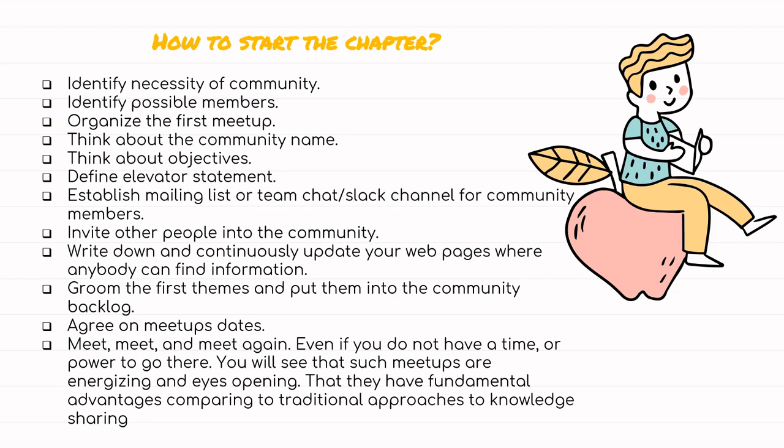Groom the first themes and put them into the community backlog. Yeah, all of you can come and jot down all your pain points, and based on the 3 dot voting technique or any technique, you can prioritize that and you can start working on that.